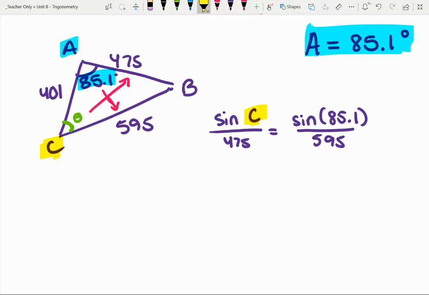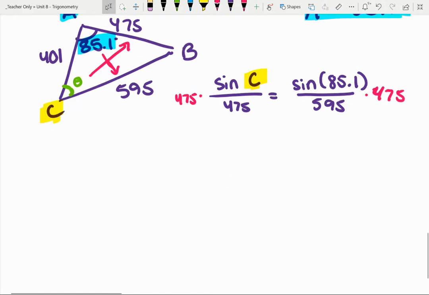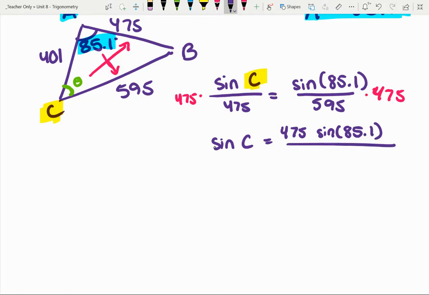So again, I'm trying to find my measure of angle C. So I need to isolate sine of C. I'm going to do that by multiplying both sides by 475. How many times does it take me to write 475? There we go. So the left-hand side will reduce to sine of C. And on the right-hand side, I'm going to try to keep this as exact as possible until the very last minute.